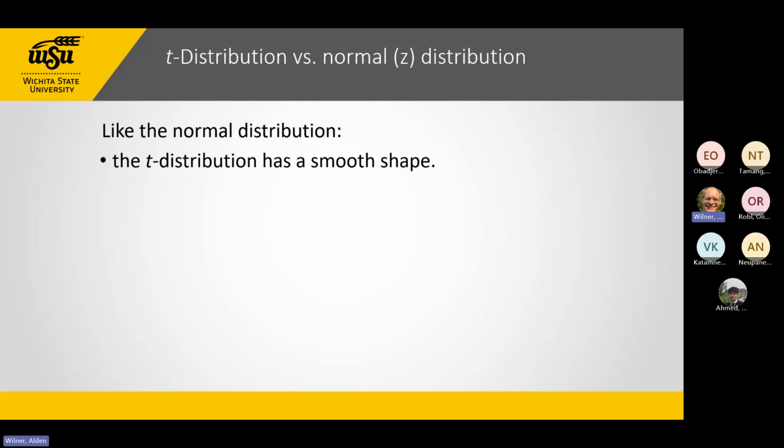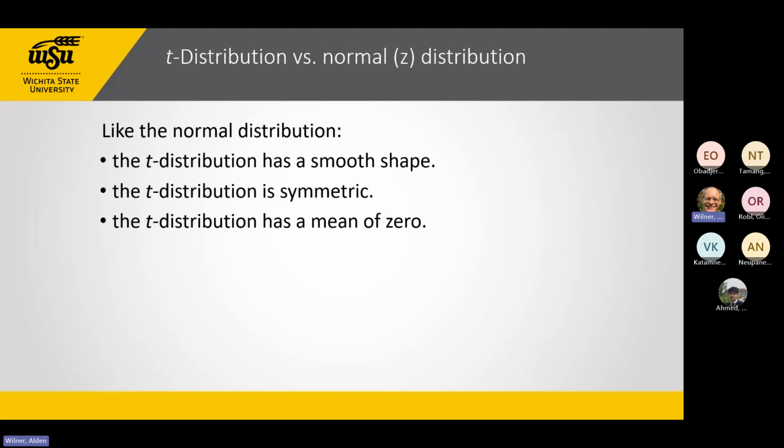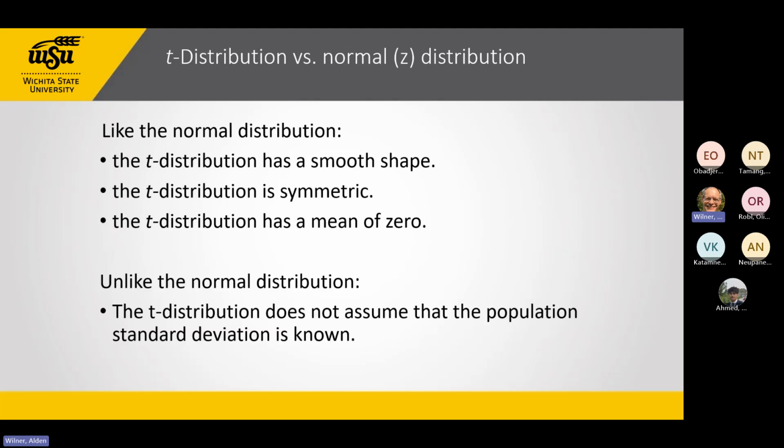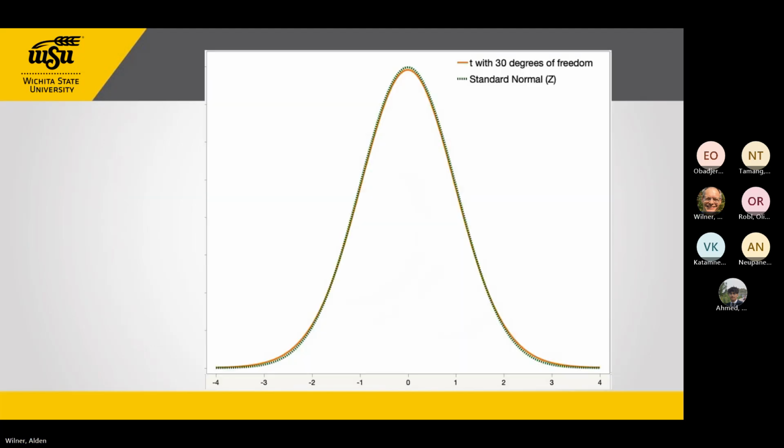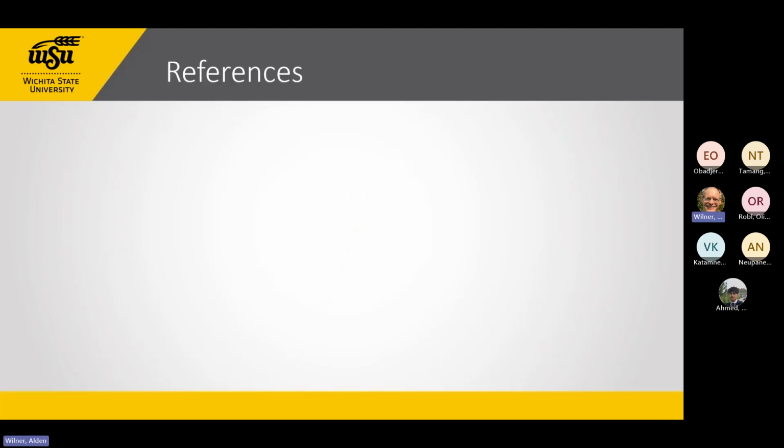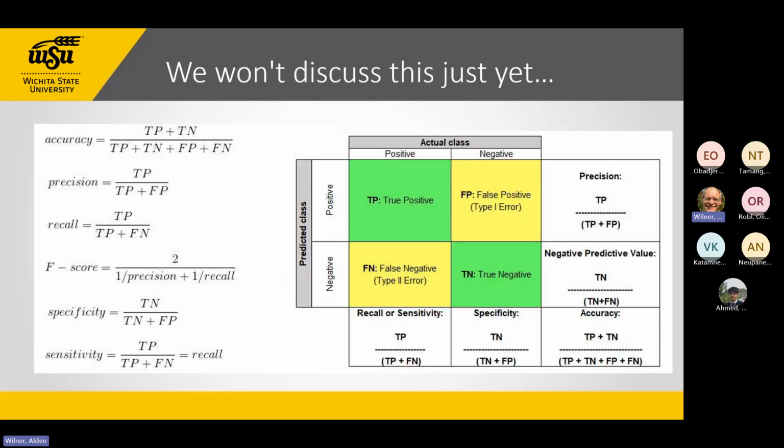So the normal distribution and the t-distribution both have smooth shapes. They're both symmetric. The standard t-distribution has a mean of 0. You can normalize your curve, right? Unlike the normal distribution, we do not assume that the population variance or standard deviation is known. And there's our t with 30 degrees of freedom and the standard normal. Some sources for this lecture if you want to look at those. And here's a slide that we're going to discuss again in a little bit in the future. But this is important for telling how good your test is. And I'm putting this in here so you have this as a reference in multiple places.